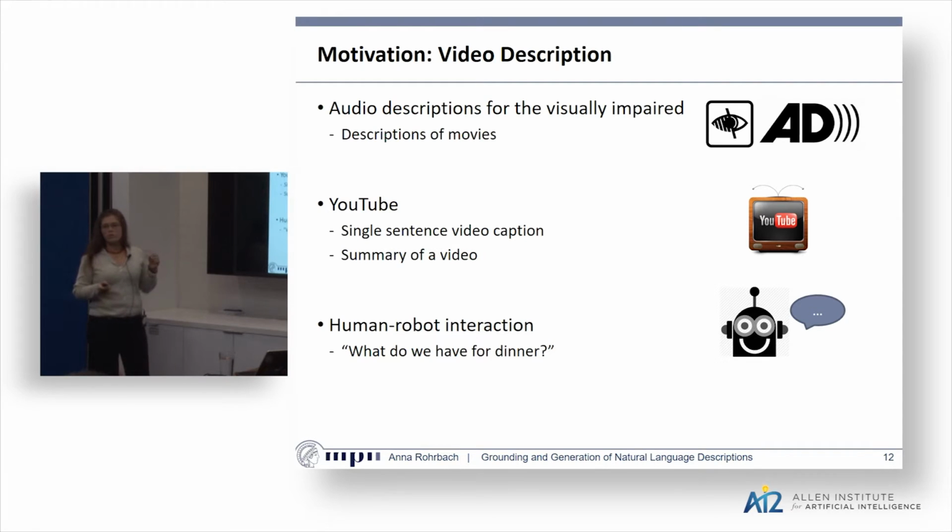So why do we care about this task? Well, one reason is for the visually impaired, it would be great to automate this process of creating captions for the visual content. We could also do a lot more with search if we were given an easy way to generate descriptions of the videos, for example, for YouTube. And as I said, for interacting with an intelligent agent, for example.